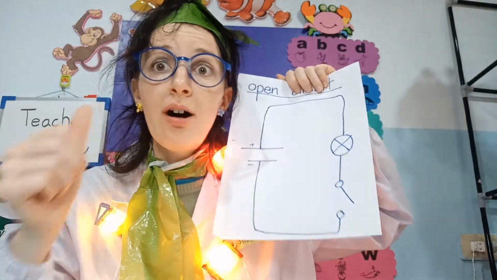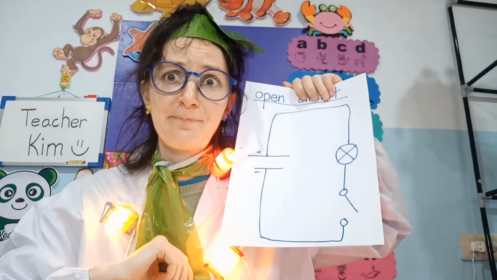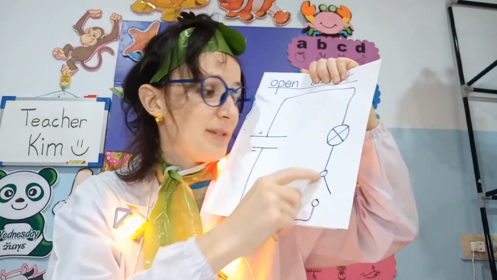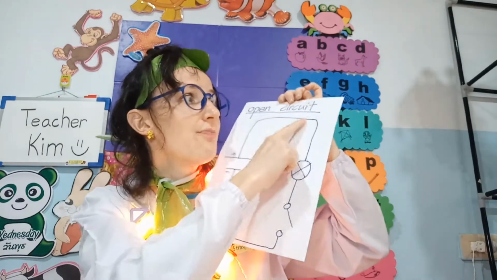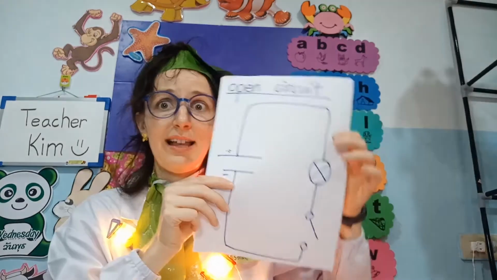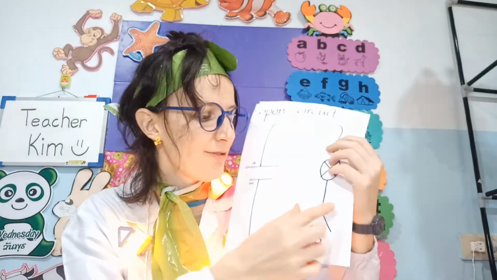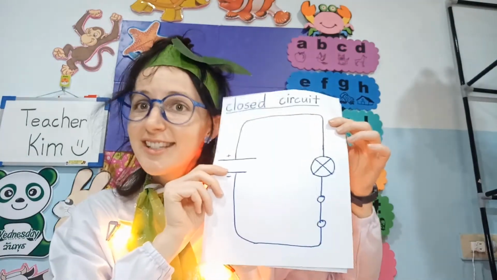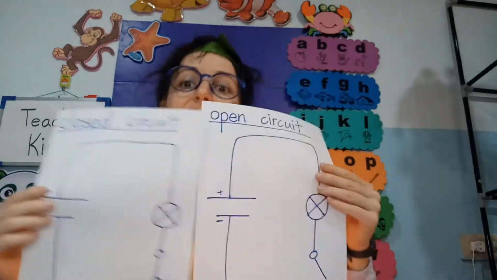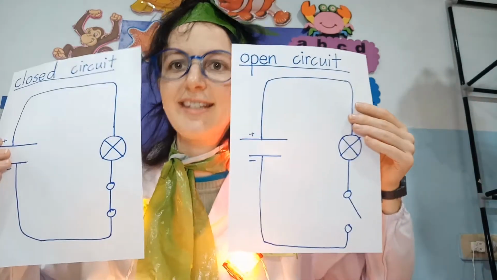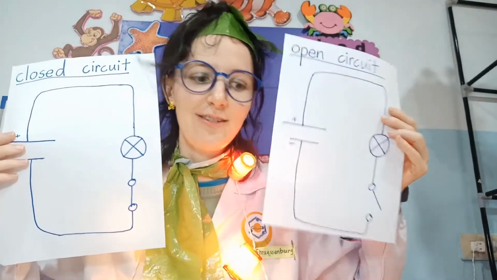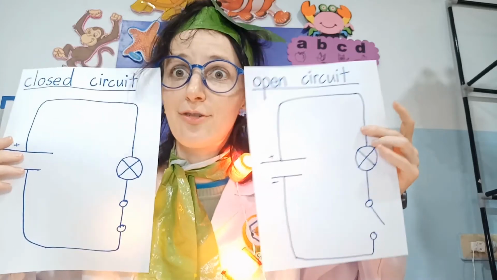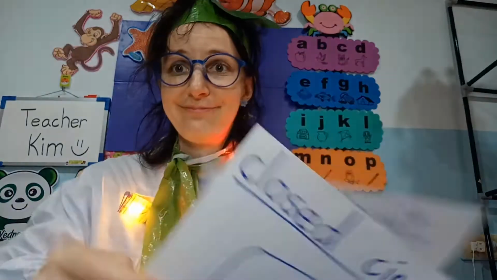Is the light bulb on or off? Now it is off because there is a space. It is an open circuit. So the light bulb is not on. But if I close the switch, now it is on. It is a closed circuit. So these are two types of circuits that we already learned, and we already learned how to draw. Today we are going to learn about some more.